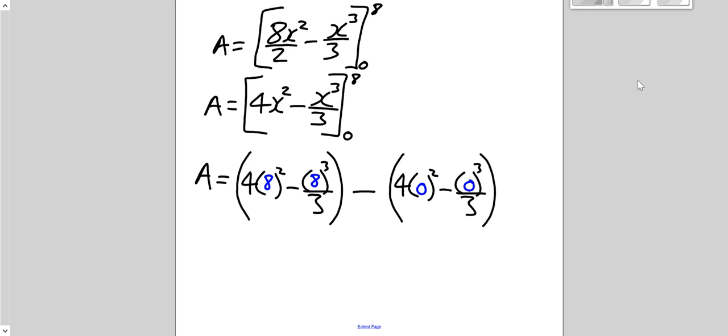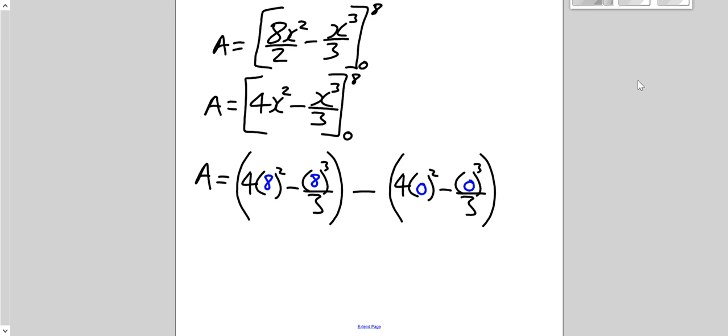So now we're going to do the mathematics. This is where you need your calculator. That first one here, 4 times 8 squared. 8 squared is 64. 4 times 64, what's that? 256. 8 cubed, what's that? 512. That's 512 over 3. So I'm going to have 256 take away 512 over 3.